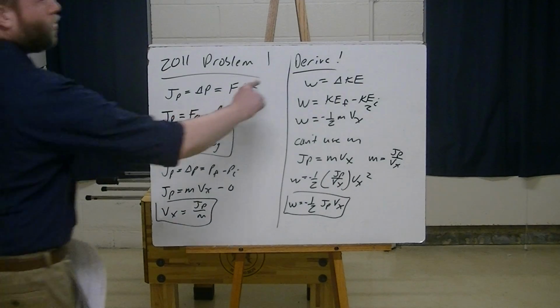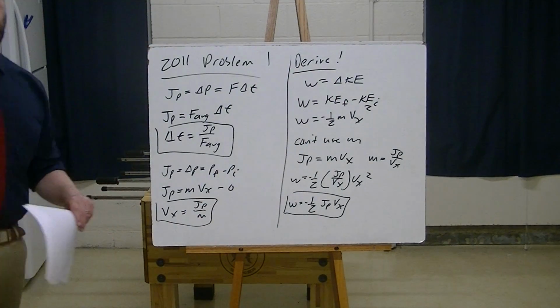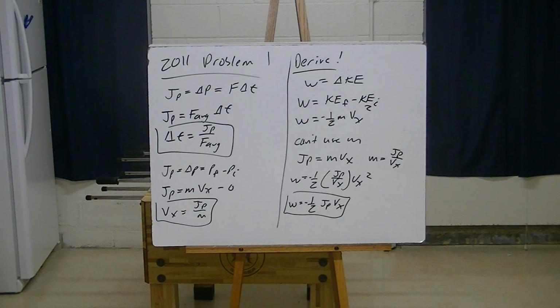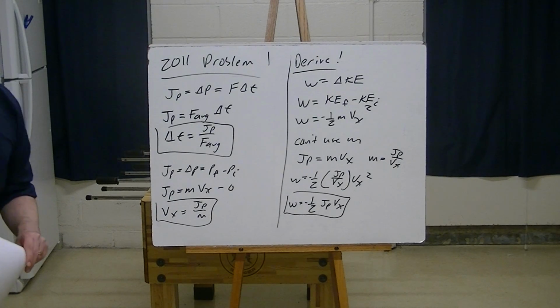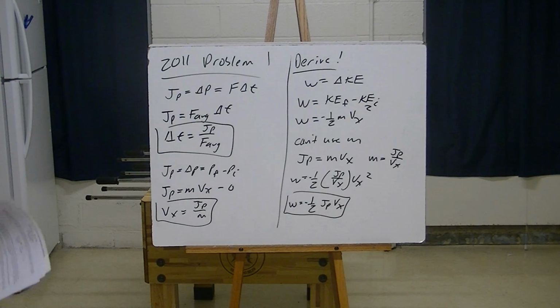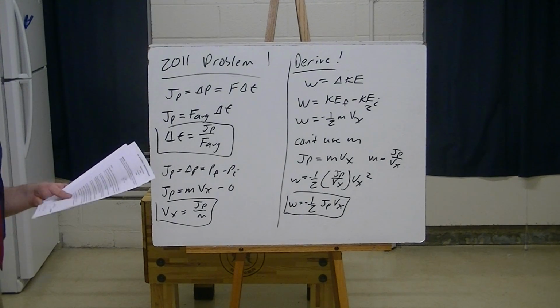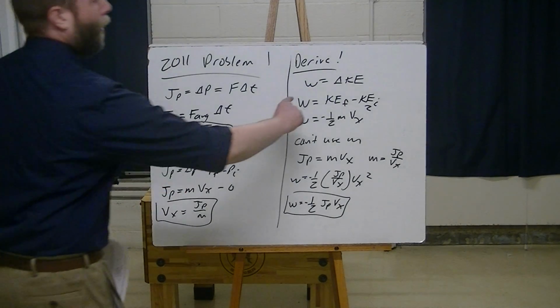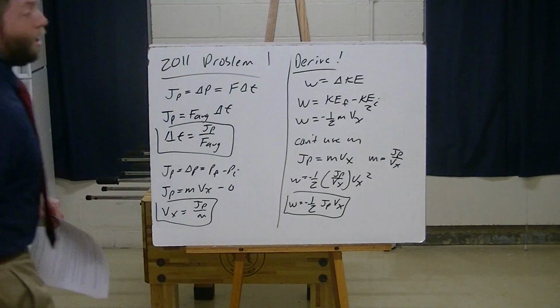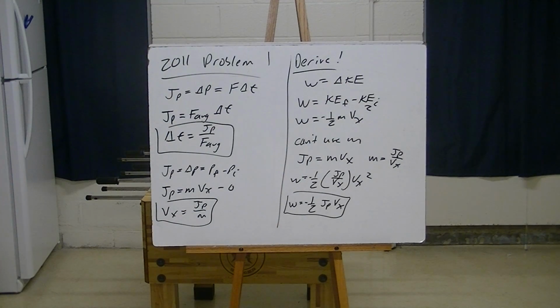Okay, this word derive is critical when you are doing a free response problem. That means you need to start with a fundamental physics equation. In this case, for deriving an expression for the work done in stopping the projectile, the fundamental physics equation that we need is work is equal to delta KE. Work is equal to the change in kinetic energy.